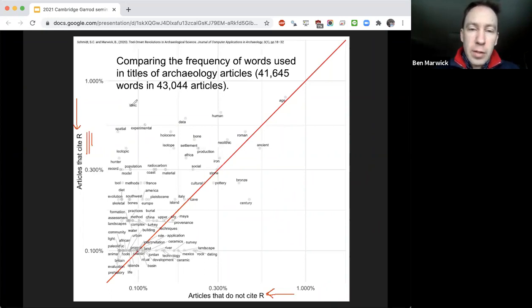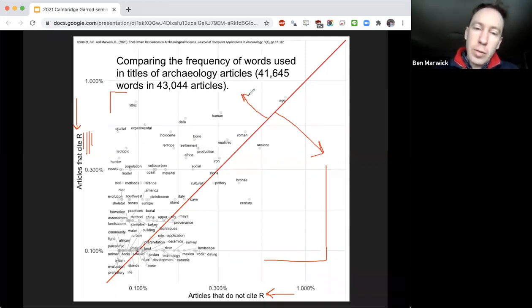What we've done is looked at the words in the titles of these 40,000 articles. And so up here, for example, in this quadrant of the graph, these words are ones that are highly associated with archaeological journal articles that cite R as their analytical tool. And ones over in this quadrant, on this side of this red line, are highly associated with articles that do not cite R, right? So let's take a quick look.